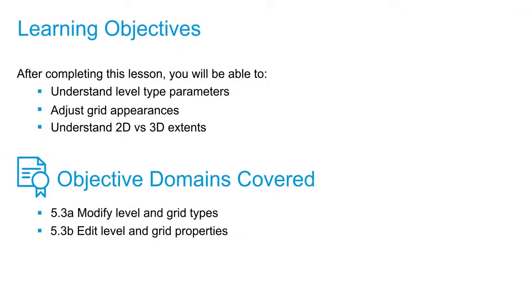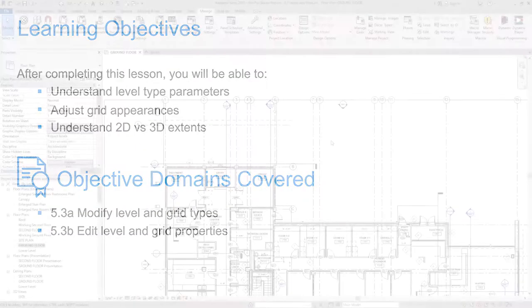In this video, we're going to take a look at the different settings that are associated with levels and grids. Specifically, we're going to look at how to adjust the appearance of grids, the difference between the 2D and the 3D extent options, and also how we can adjust the location of the grid bubble and apply it to a bunch of different views across the project.